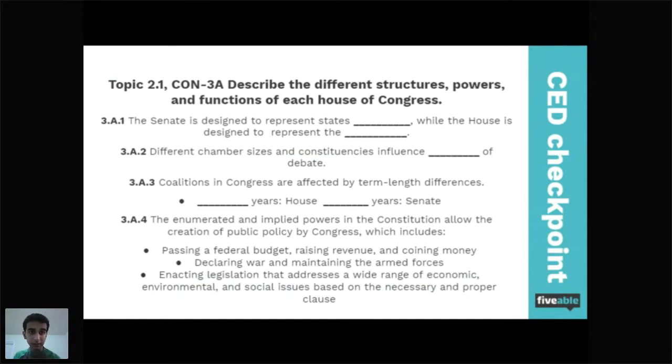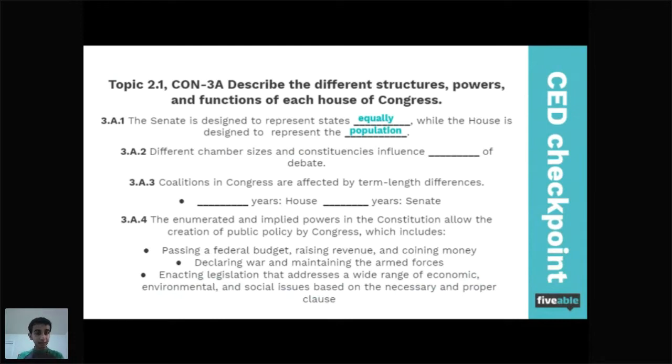Right. The Senate is designed to represent states equally, and the House is designed to represent the population, or the people. Exactly. Good job. Like we've emphasized throughout this presentation, the House is closer to the people, and that's why revenue bills start in the House, and the Senate is representation of states equally. So there are 2 per state.